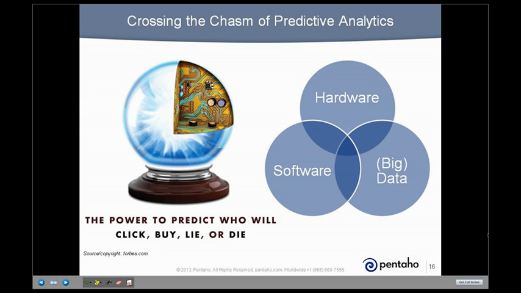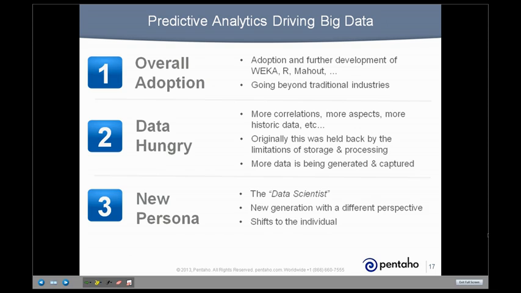So the fact that we are generating more and more data, and now have the hardware and software that's economically affordable to store it and to work with it, and that's where obviously the big data solution comes into play, that really will help the adoption of predictive analytics. Now, on the other side, we also see that predictive analytics is driving big data. People wanting to do predictive analytics all of a sudden see big data as the solution, and there's an adoption of further development of Weka, for instance.